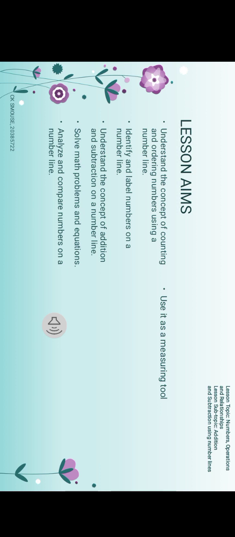Lesson aims. My goal is that at the end of the lesson, learners should be able to understand the concept of counting and ordering numbers using a number line. Identify and label numbers on a number line. Learners should also be able to understand the concept of addition and subtraction on a number line. Learners should also be able to solve maths problems and equations, analyze and compare numbers on a number line, and be able to use it as a measuring tool.